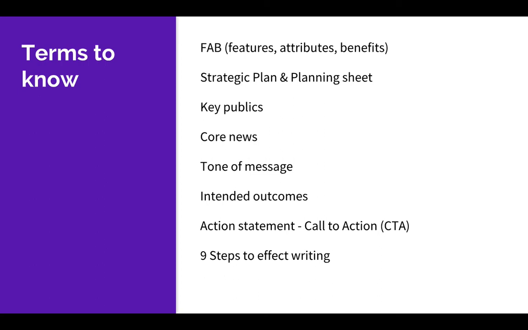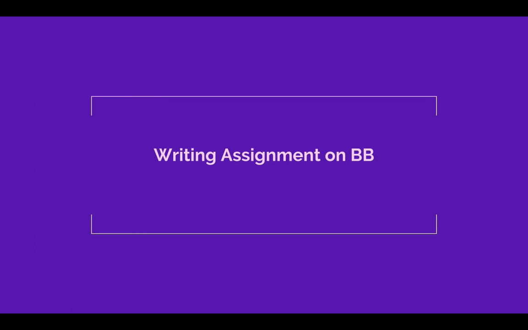So, terms to keep in mind and remember from this week: fabulous, or FAB. Features, attributes, and benefits. The benefits is what makes your product fabulous. Strategic plan and planning sheet, key publics, what your core message is, the tone of the message, intended outcomes for what it is that you're writing, an action statement or call to action, and the 9 steps of effective writing.